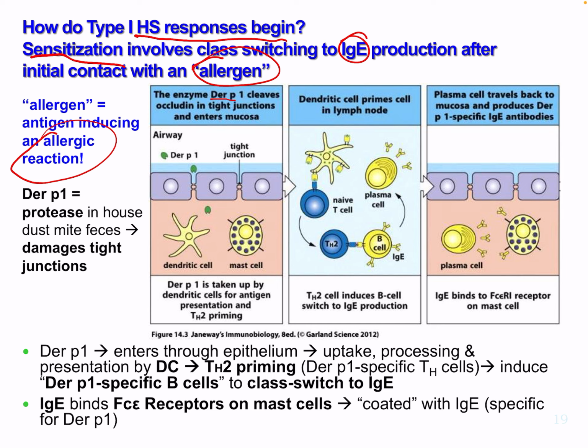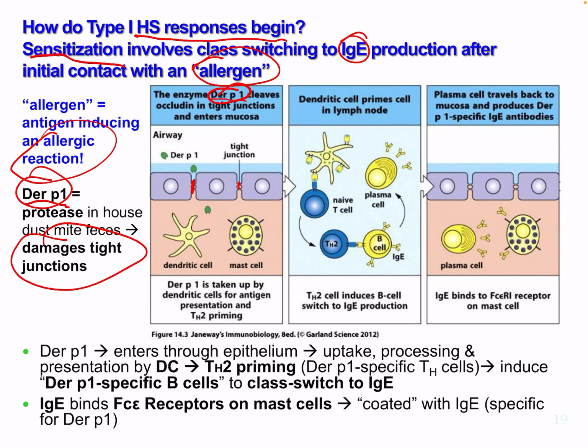So just so we can clarify, we have something called Der p 1. This is a protease in house dust mite feces. So this is our antigen that we're using in this picture. It's kind of gross, but it's something we probably all have inhaled at some point. And this can damage our tight junctions within cells. So we can see here the enzyme Der p 1 cleaves occludin in tight junctions. So here's our occludin.